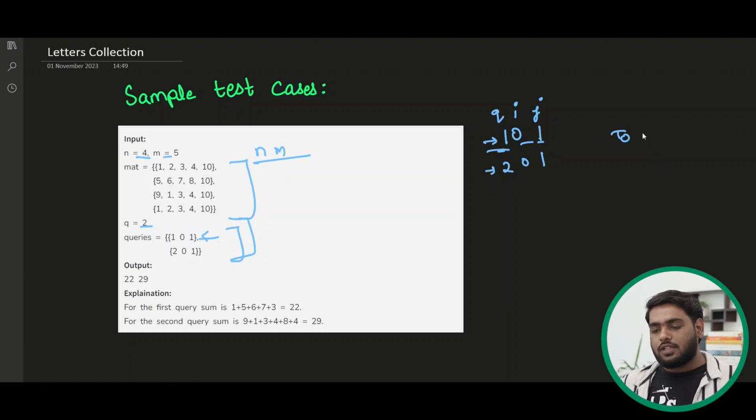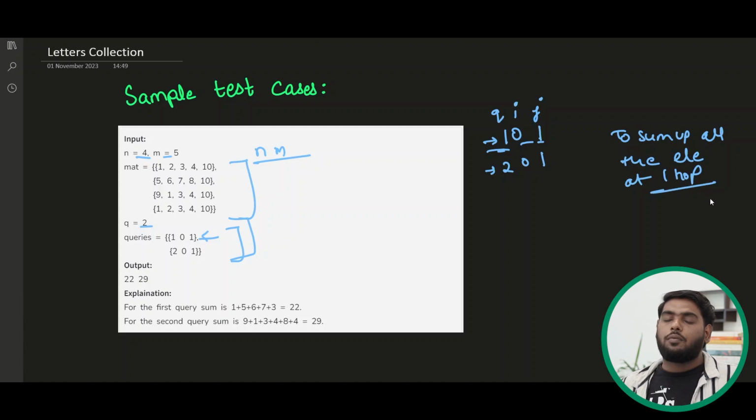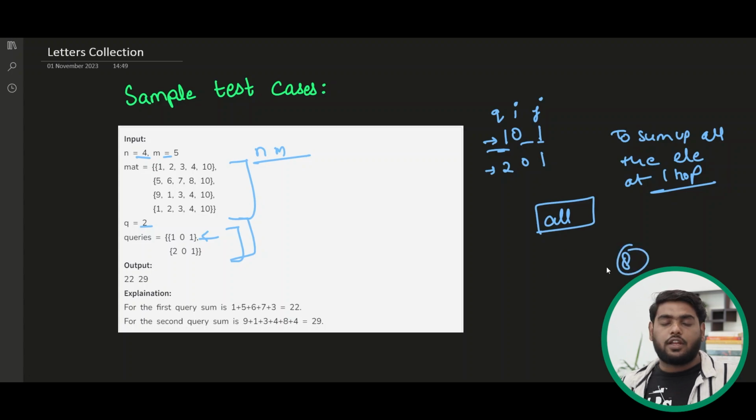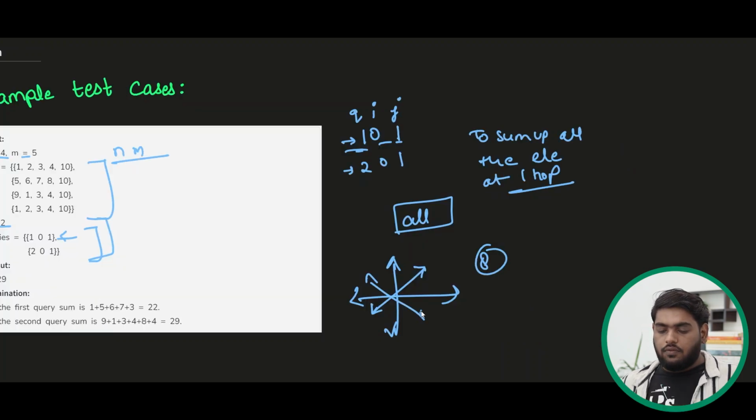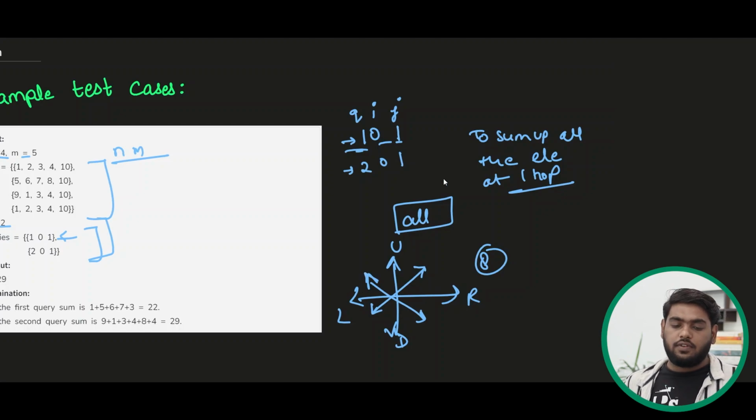The first query is to sum up all the elements at one hop distance. What do we mean by that? When we're talking about all the cells at one hop, that means we're talking about the 8 directions. What are the 8 directions? We have the 4 primary directions: up, down, right, and left, and along with it, all the diagonal directions as well. So we need to cover each and every cell.